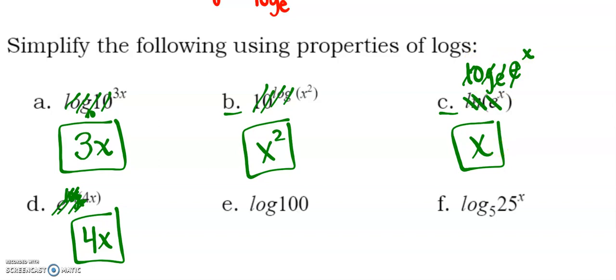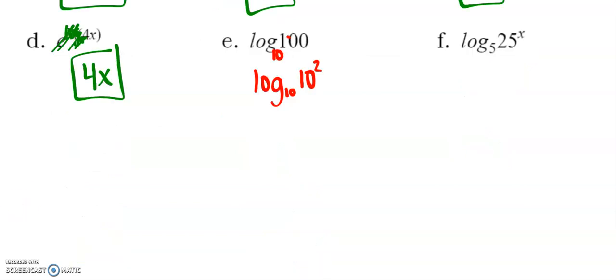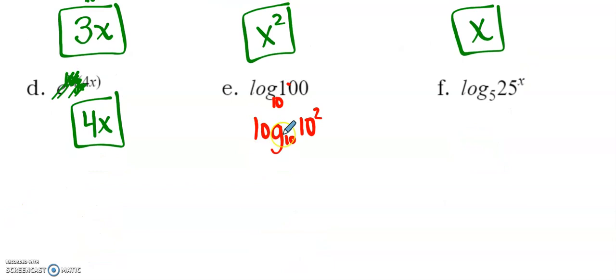These next ones are a little bit trickier. This is a log with a base 10, but this is not 10, so these won't just cancel. We're going to have to do a little bit of rewriting. So I'm going to do this as log base 10, and I'm going to write 100 as 10 to the second power using my power rule. So now log base 10 of 10 squared, those are inverses, and we're left with just 2.